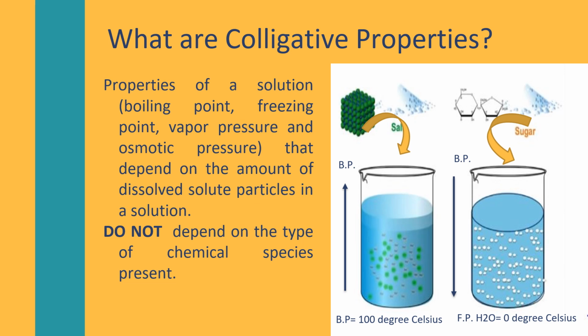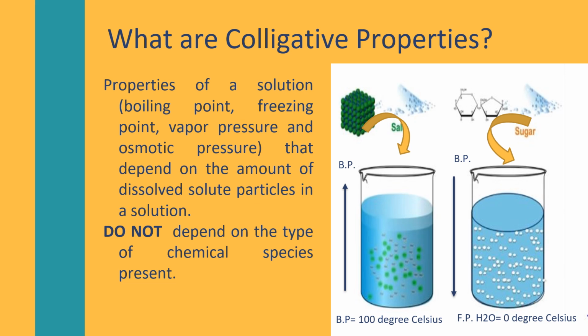So the colligative properties are the properties of solutions that depend on the amount of dissolved solute particles in the solution. The boiling point and the freezing point of these solutions really depend not on the chemical makeup of these substances, but on how many dissolved particles are in the solution. So the more dissolved particles you have, the higher the boiling point and the lower the freezing point. It's important to understand that colligative properties do not depend on the type of chemical species present in it. Rather, they depend on how many dissolved particles are in that solution.